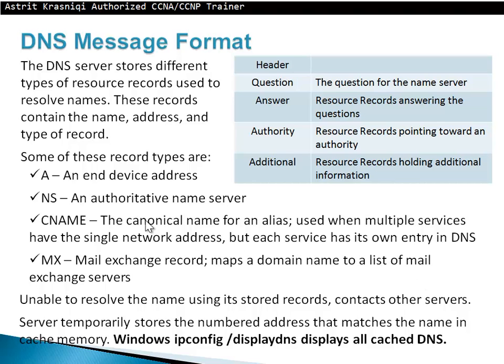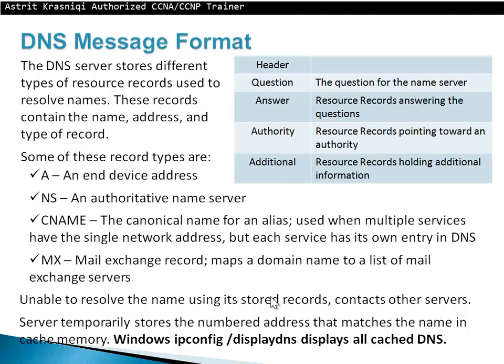Some of the records that we have are A, an end device address. So an A record, for example, would be PC1 is on IP address 192.168.1.10. Or we have a newer one, which is quad A, that's for IPv6 addresses. NS, an authoritative name server. CNAME, or the canonical name for an alias, used when multiple servers have a single network address, but each server has its own entry in DNS. MX, mail exchange record, maps a domain name to a list of email exchange servers.